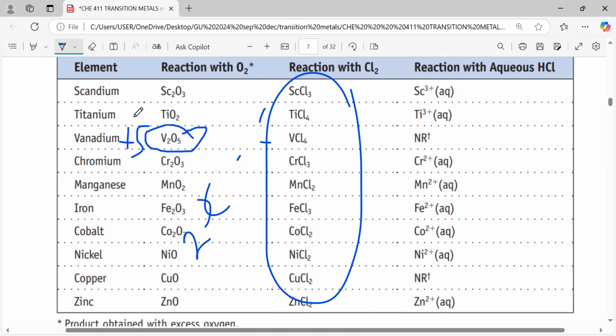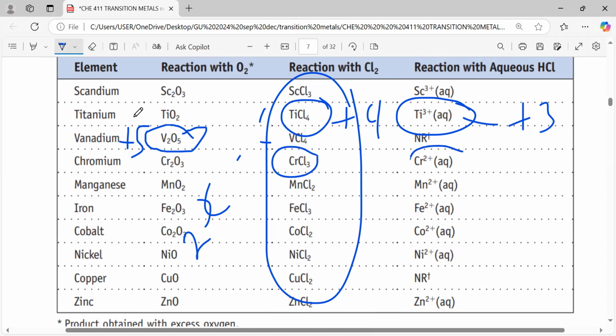What about reaction with aqueous HCl? We see again a change. With HCl you get positive 3 there, but with chlorine you get positive 4. Of course, we know chlorine is a very powerful oxidizing agent. So what do we expect? Possibly, in some cases, higher oxidation numbers, but it's not a guarantee. We get a higher oxidation number with chlorine than with HCl.